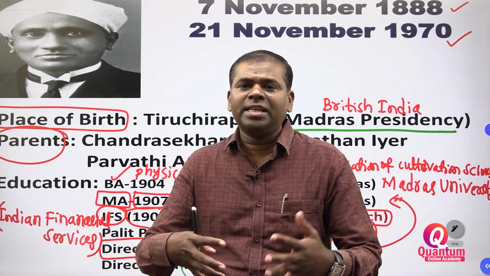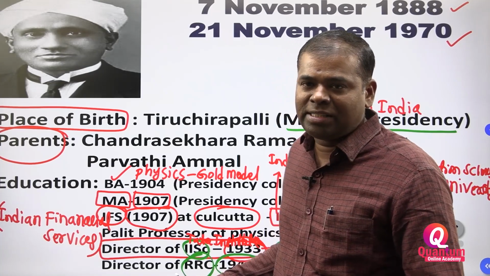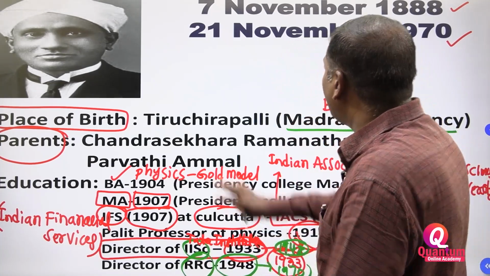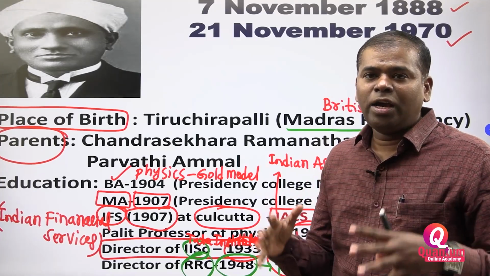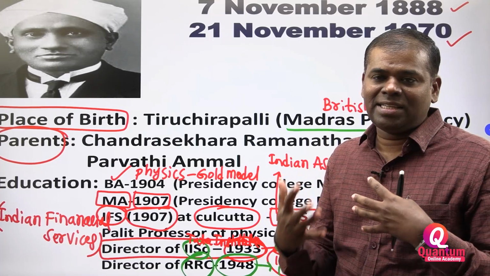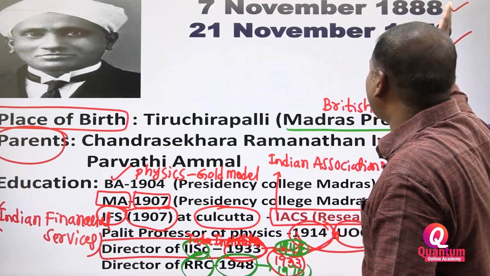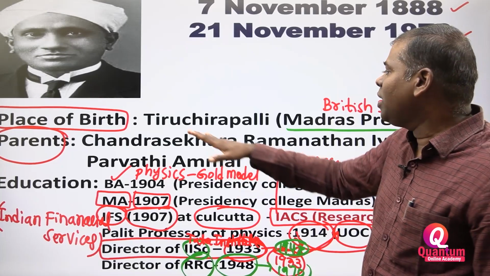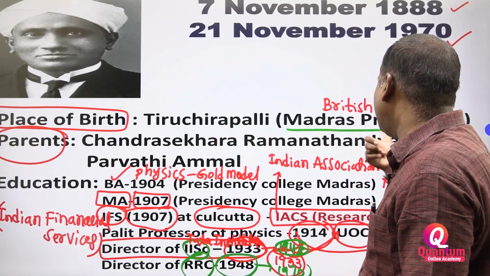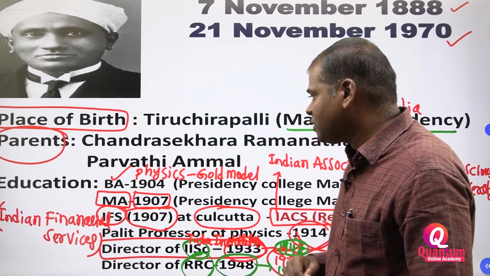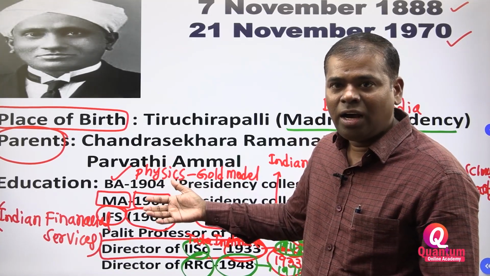Many people, including many kings, such as the Mysore king, donated money to establish this lab, the Raman Research Institute. Briefly, Sir CV Raman is a very excellent scientist from our India. He discovered the Nobel-winning theory, the Raman effect. Before going to this theory, we discussed his history. On 7th November 1888, he was born to Chandrasekhara Ramanathan Iyer and Parvati Ammal at Tiruchirappalli, Madras Presidency, British India. His education was under Madras University only. In his BA, he got the gold medal in physics.